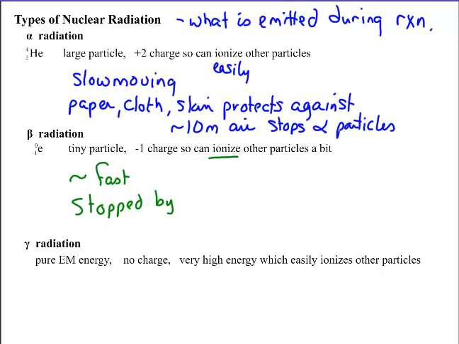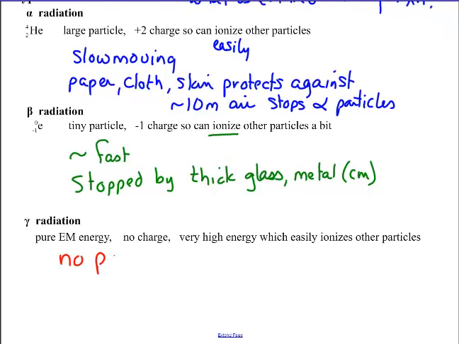To stop beta particles, what I would need is a thick layer of glass or a several centimeter thick layer of metal. A couple inches of wood would probably do it as well. The third type of radiation is gamma radiation. Gamma radiation is not particulate, it's pure energy. Electromagnetic energy is what the EM stands for. It has no charge because it's pure energy.